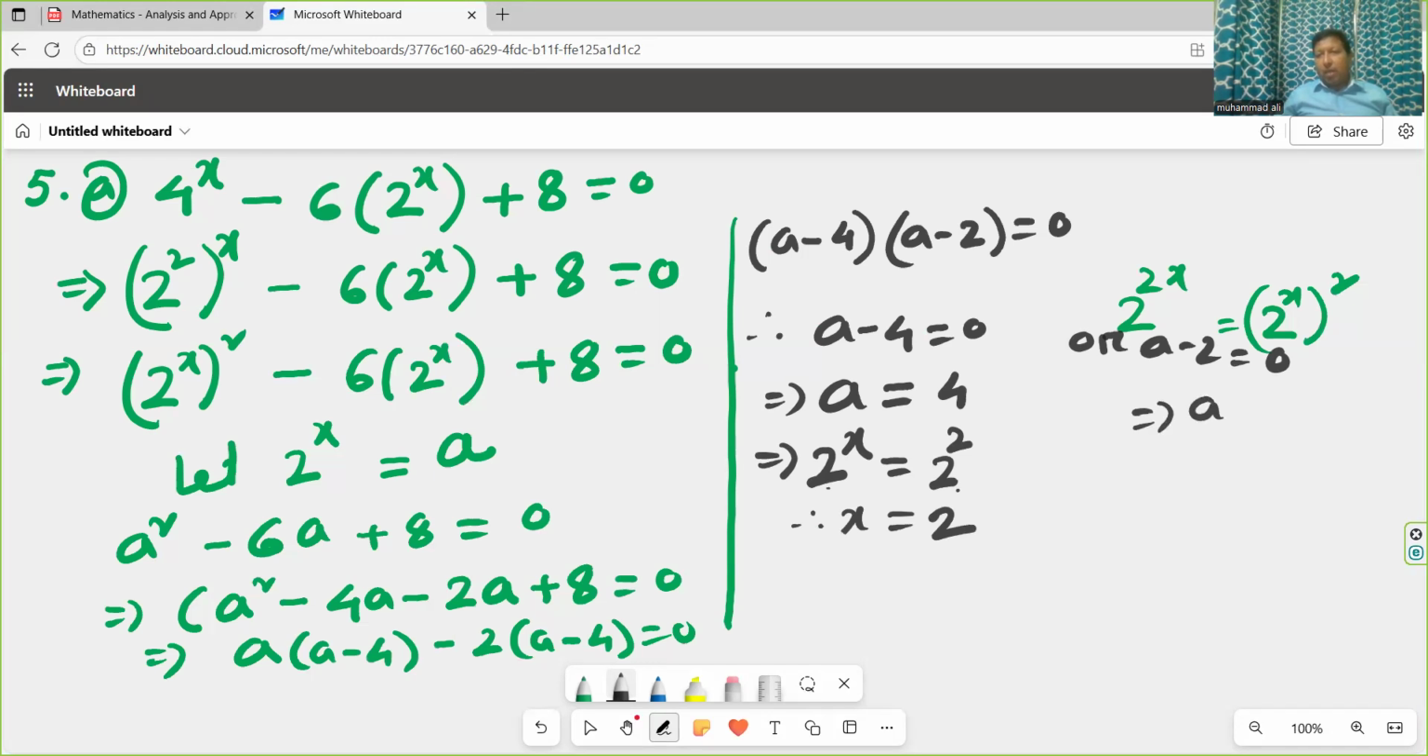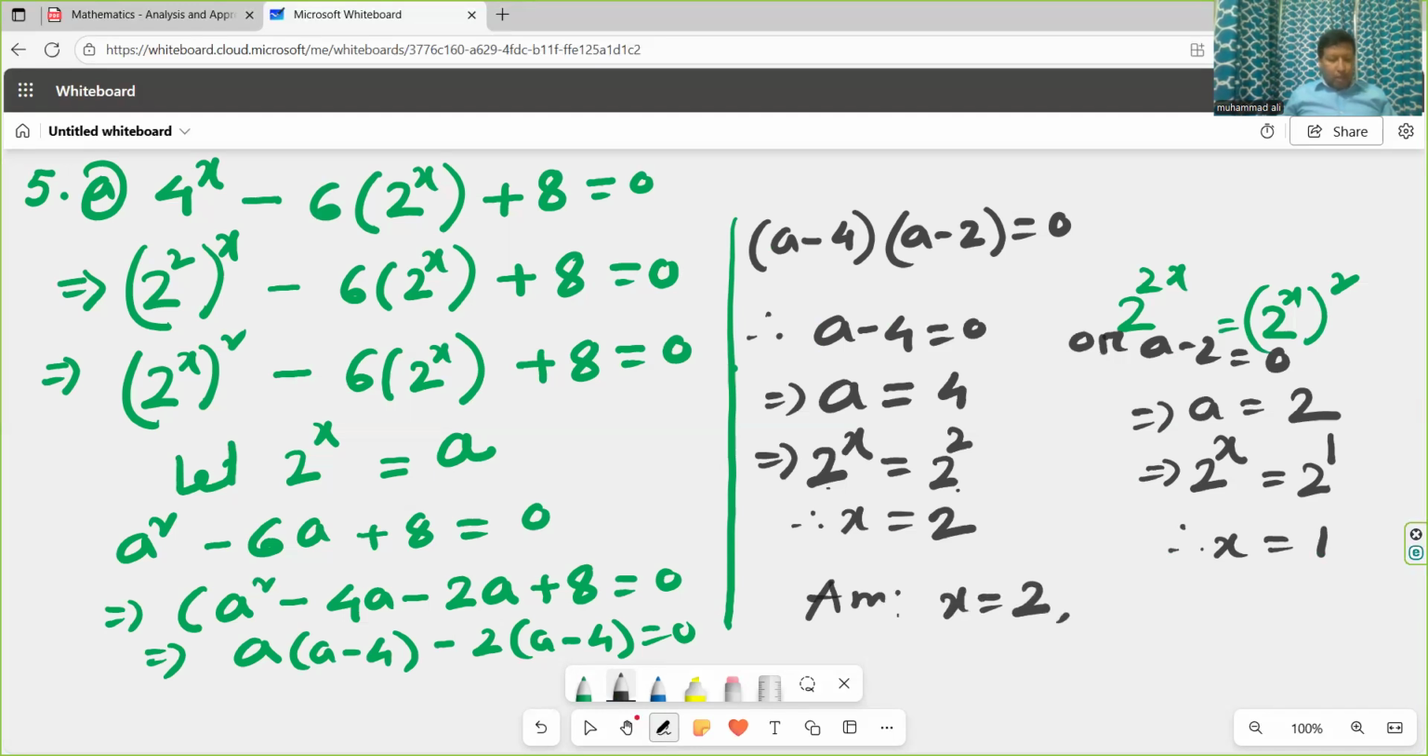Here a equals 2. Instead of a, we can write 2 to the power x. So 2 to the power 1, so x equals 1. Final answer: x equals 2 and x equals 1. So this is number A.